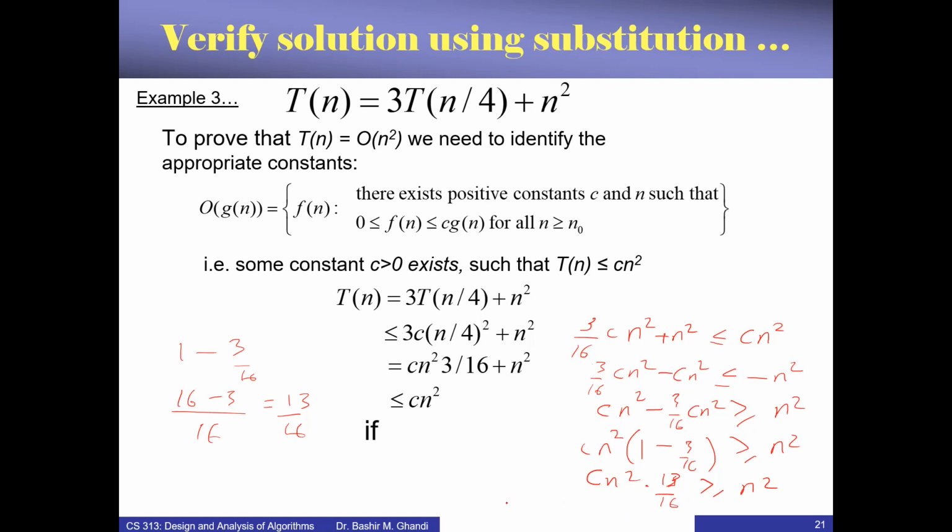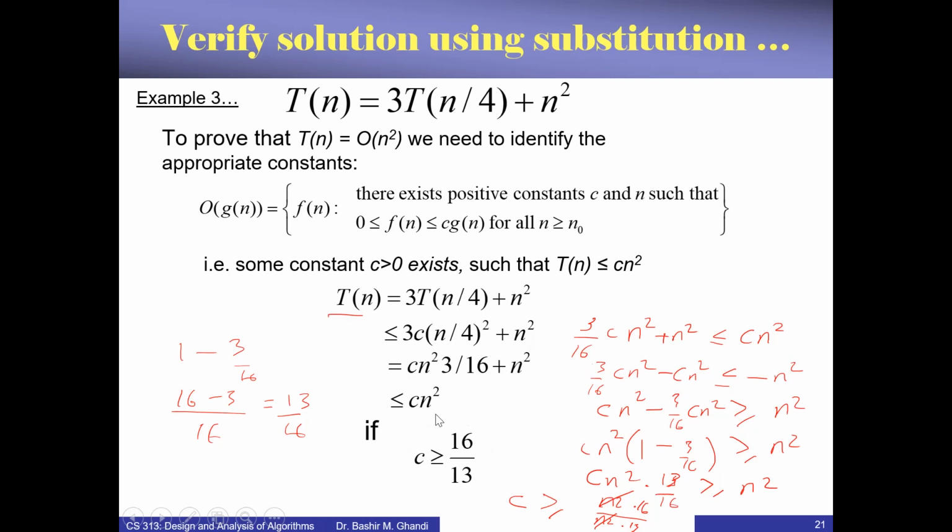Therefore, what can you say is c? c will be greater or equal to n squared times 16 divided by n squared times 13. So n squared will cancel n squared, and c will be greater or equal to 16 over 13, which is definitely a positive number. In other words, our inequality Tn less than or equal to cn squared will be true if c is greater or equal to 16 over 13.